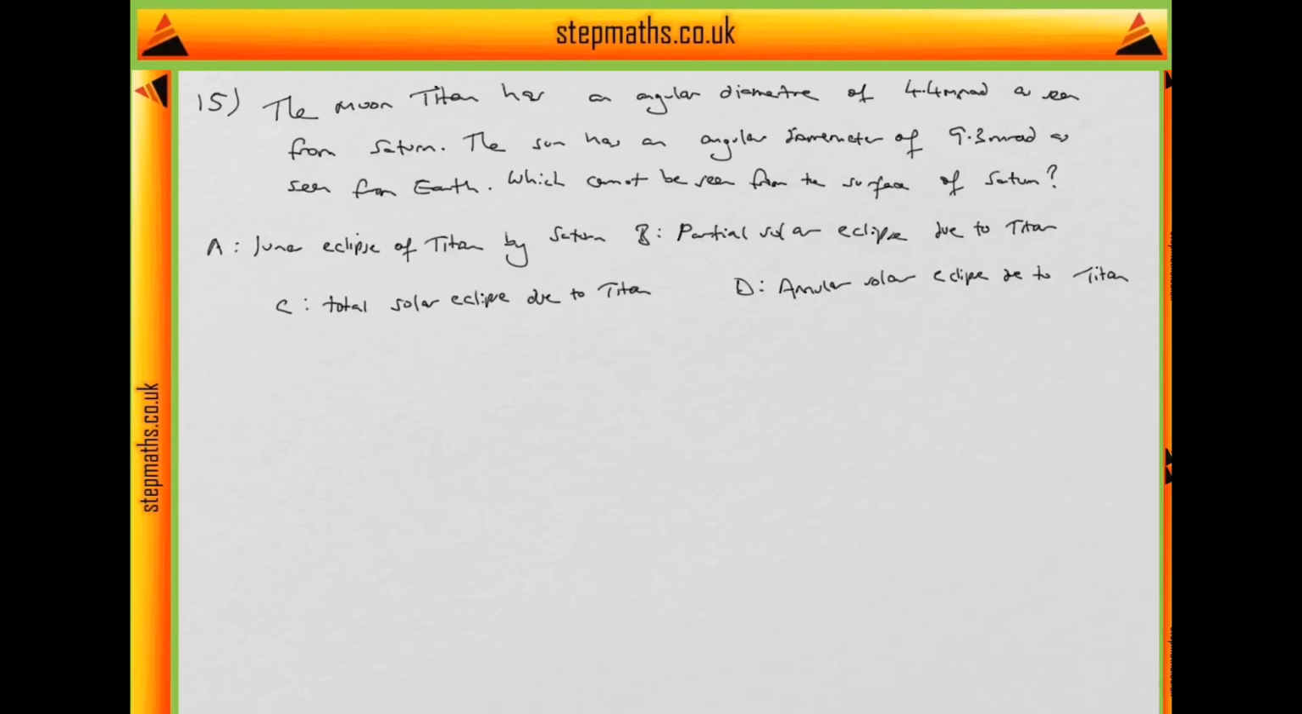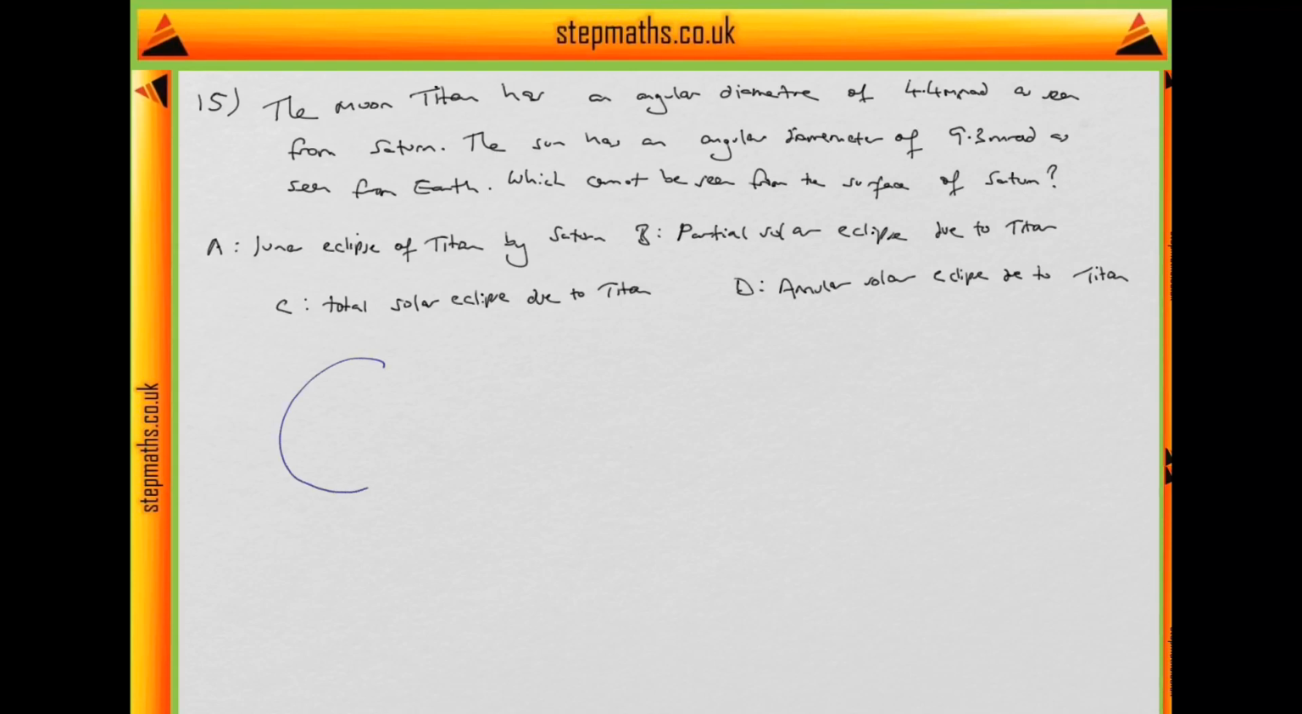Okay. So question 15 says the moon Titan has an angular diameter of 4.4 milliradians as seen from Saturn, and the sun has an angular diameter of 9.3 milliradians as seen from Earth. And we're asked which of the following things cannot be seen from the surface of Saturn. A, a lunar eclipse of Titan by Saturn, B, a partial solar eclipse due to Titan, C, a total solar eclipse due to Titan, and D, an annular solar eclipse due to Titan. Okay, we'll start by drawing this.